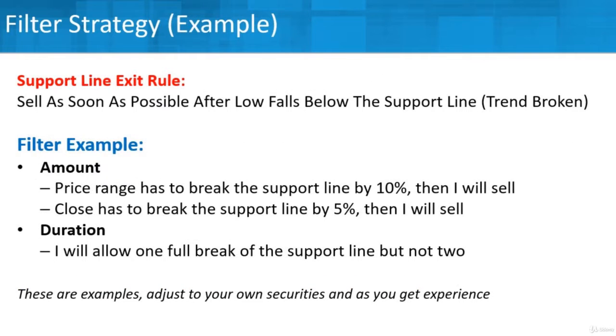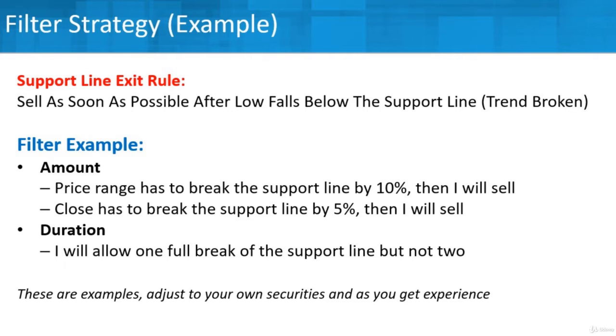So let's say we know the support line exit rule, right? So you've bought into an upward trend and you're going to sell out of that trend as soon as possible after the low falls below the support line. The low, anytime in that low price range during the day, the support line is broken, the trend is broken, you're selling. That's the rule, right? So that's the rule. Now let's modify or filter this rule, is another way you can approach it.